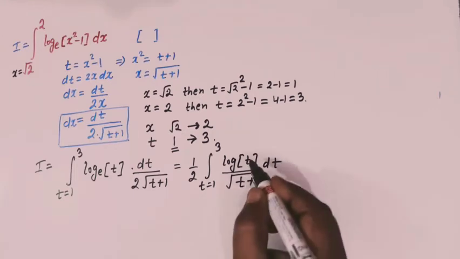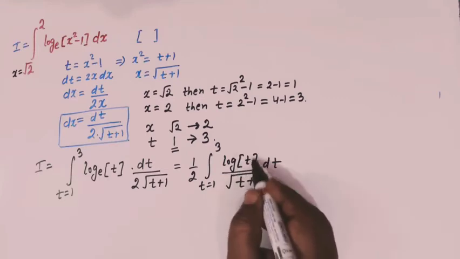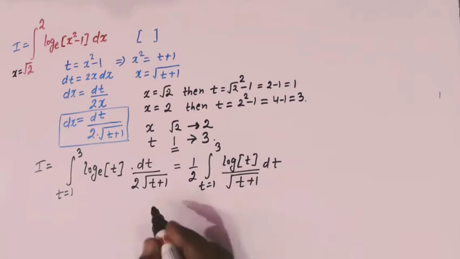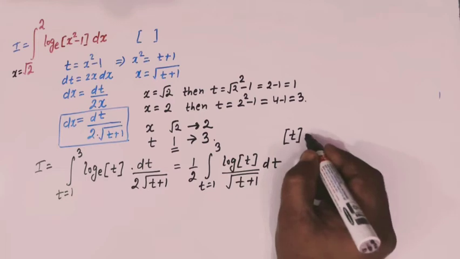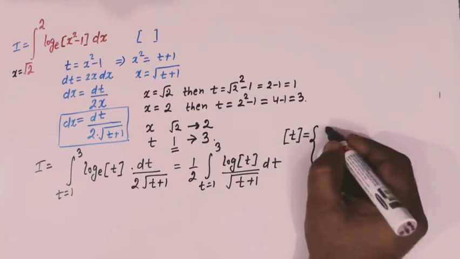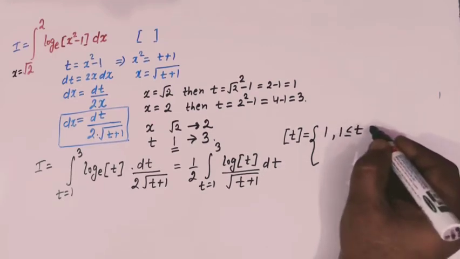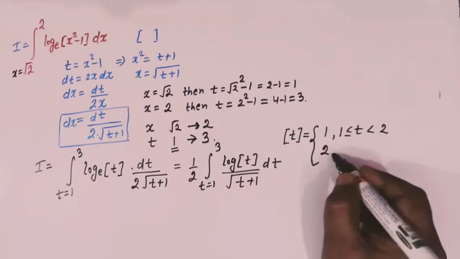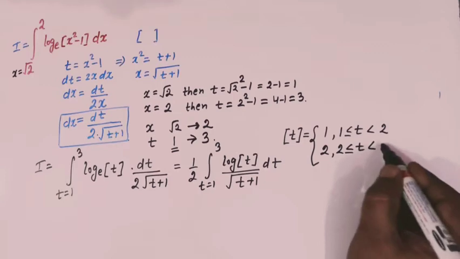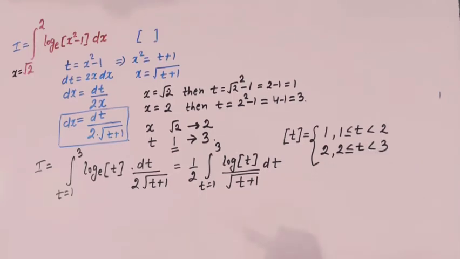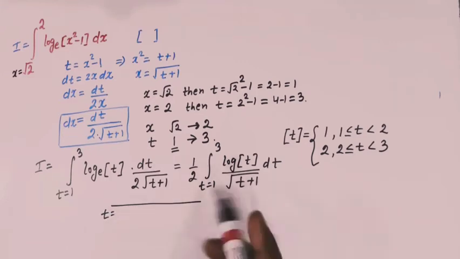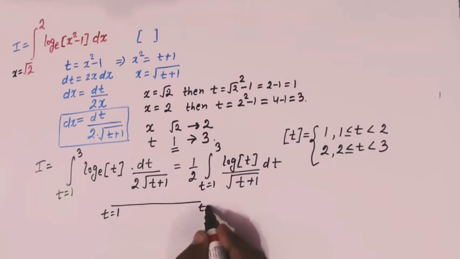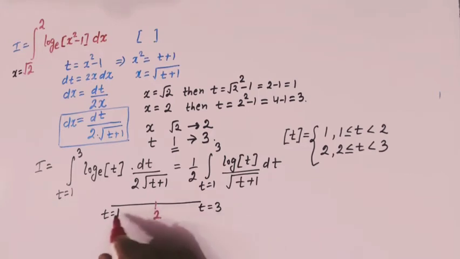Now here we will make use of the definition of the greatest integer function, and we know that the value of greatest integer t is equal to 1 when t lies between 1 and 2. Similarly, the value of greatest integer t is 2 when t lies between 2 and 3. Why are we writing this? Because the limits are from t is equal to 1 to 3, and here we have t is equal to 1, here we have t is equal to 3, so we have the integer 2 in between 1 and 3.